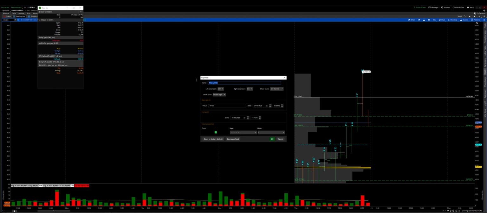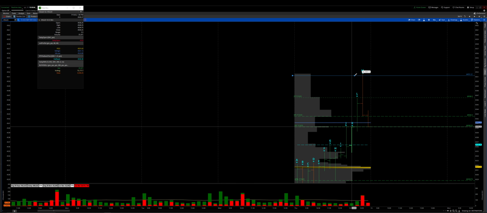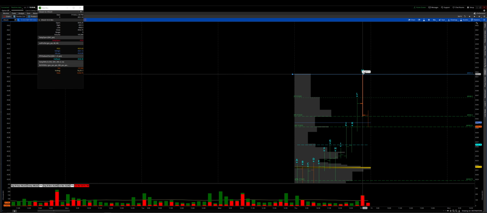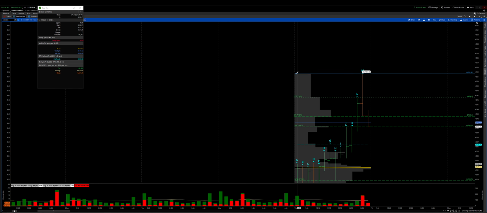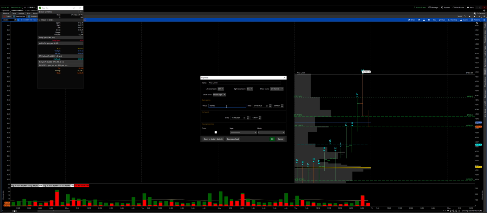Buyers want to open above that and hold above it. However, we closed below it, which doesn't really mean much to me until tomorrow. Buyers want to see us open above that 45, 46 level and then take out today's high here at 51.50. And here is the day's high.